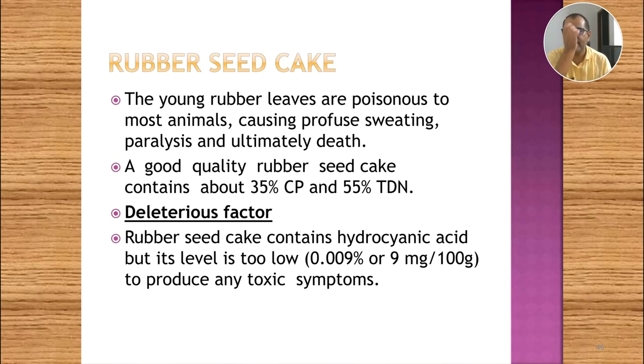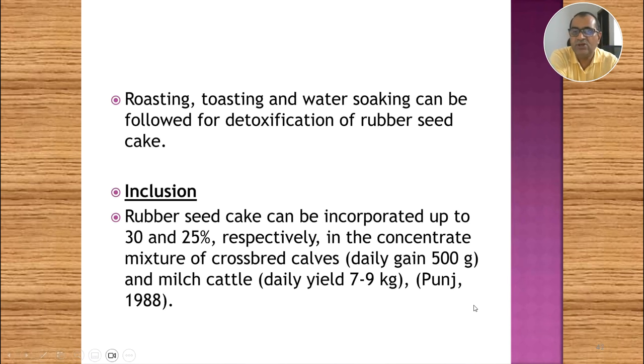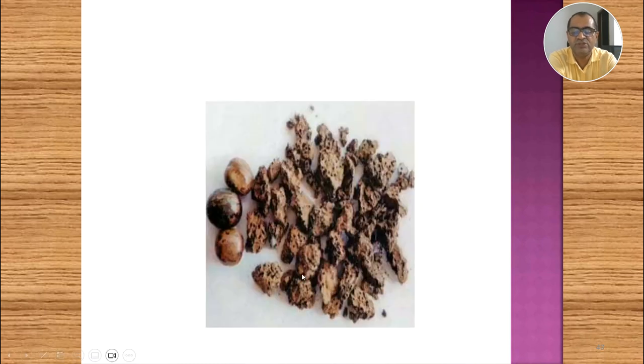And rubber seed cake has to be added to the feed to the extent of just 25% only maximum. Roasting and toasting, after only toasting. So this is the rubber seed cake.